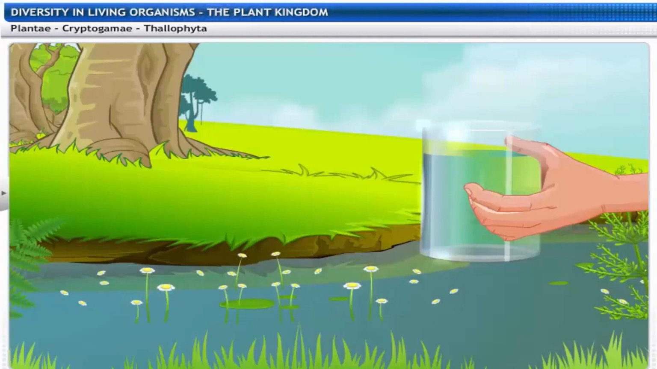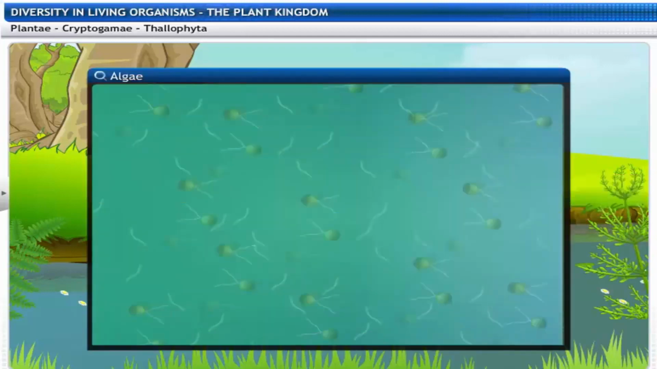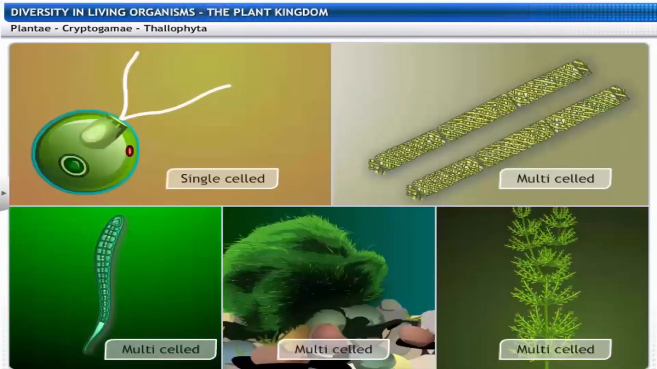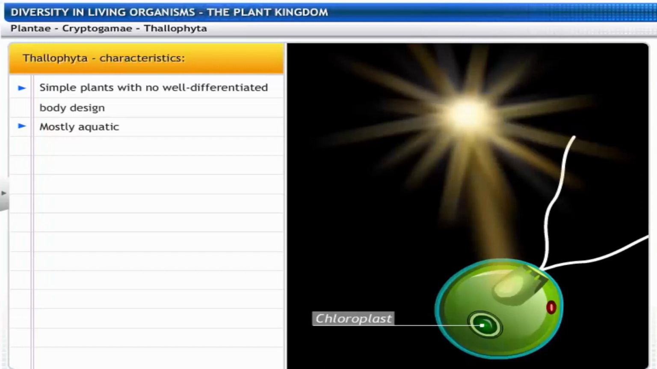Do you see something floating in that glass of water? That's algae. As you can see, algae do not have leaves, stems, or roots. Algae can be single as well as multi-celled organisms. They are autotrophic in nutrition. Algae belong to the group Thallophyta.